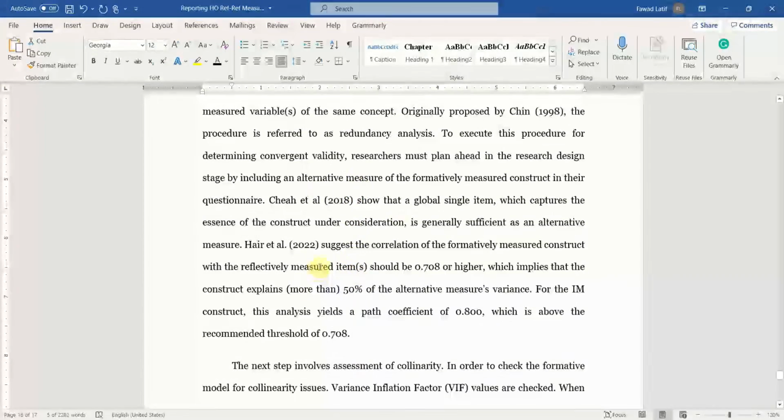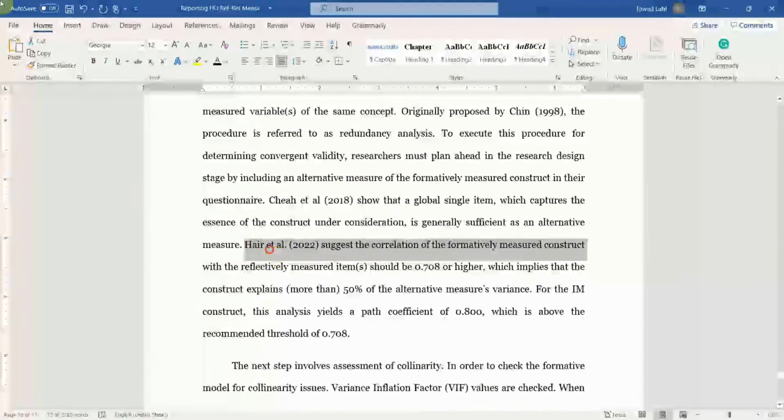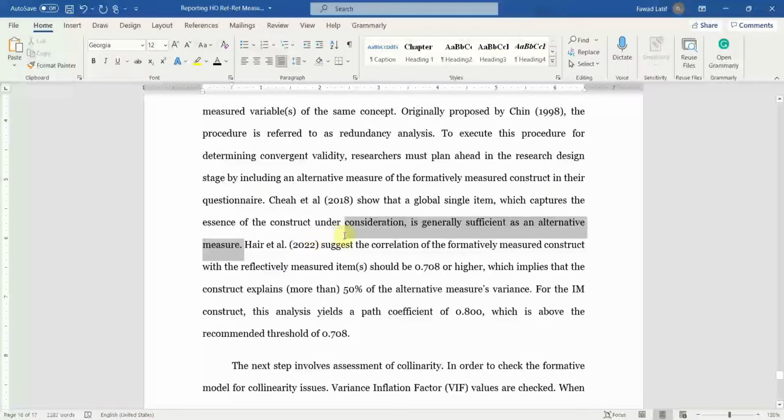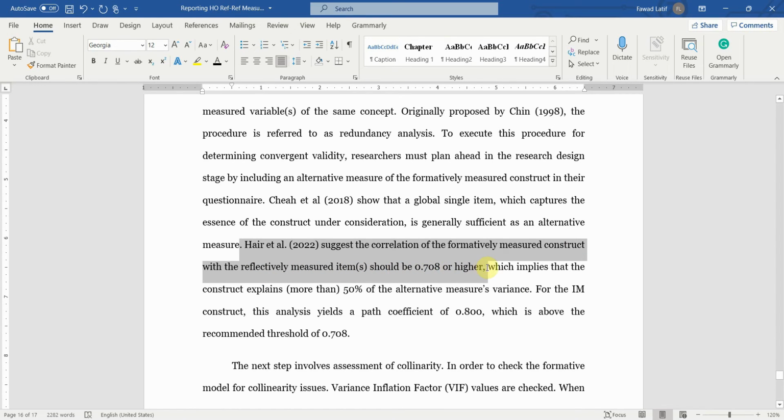Now once you have it and once you have collected data on it, according to Hair et al., the correlation of the formatively measured construct with the reflectively measured item should be 0.708. This implies that the construct explains more than 50% of the alternative measure's variance. Now you simply need to look at the path coefficient, and if it is greater than 0.708, you do not have any issue of convergent validity for your higher order formative construct.